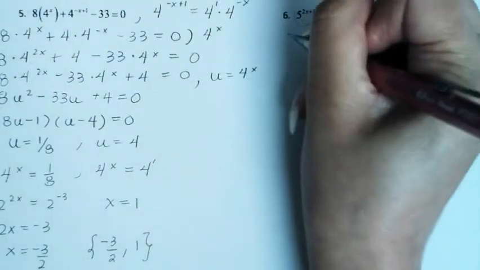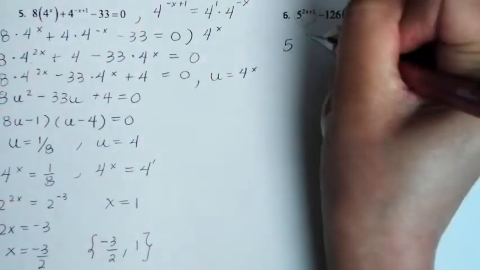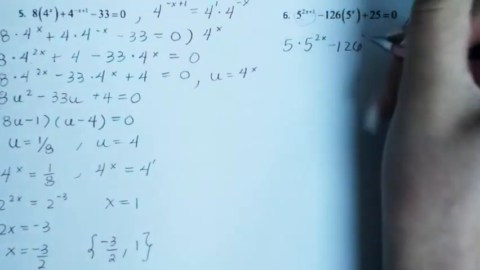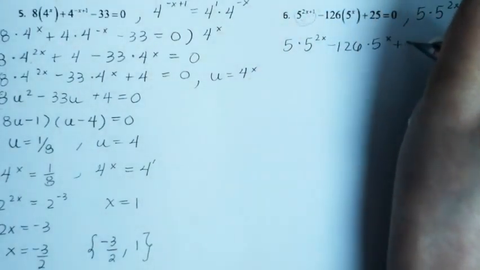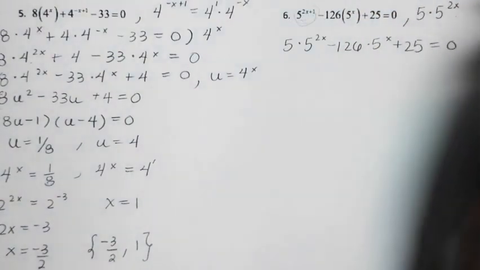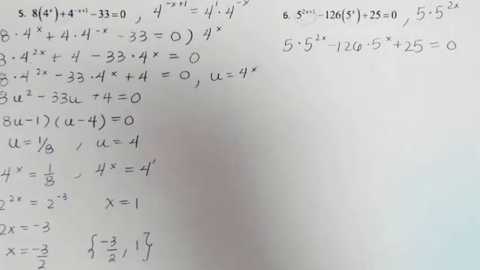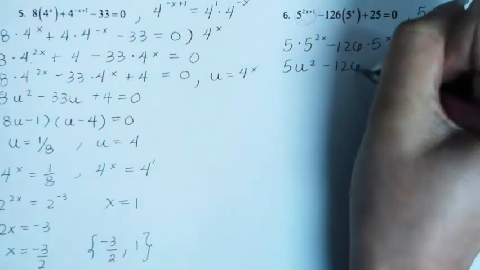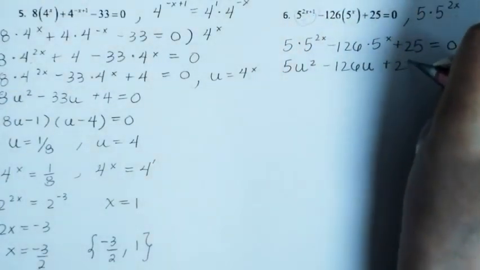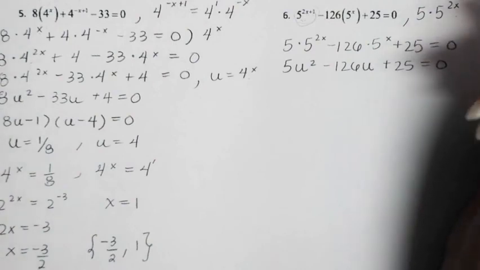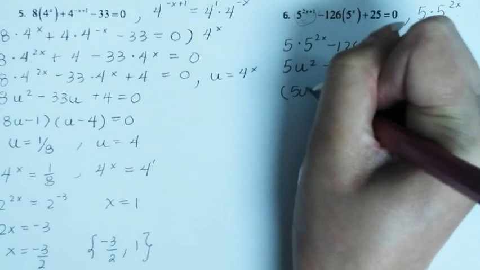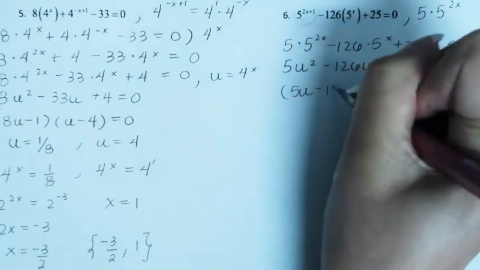So I'm going to rewrite it here. You have 5 times 5 to the power of 2x minus 126 times 5 to the power of x plus 25 is equal to 0. Again, if you want to use the u's, you have that this is going to be 5u squared minus 126u plus 25 is equal to 0.